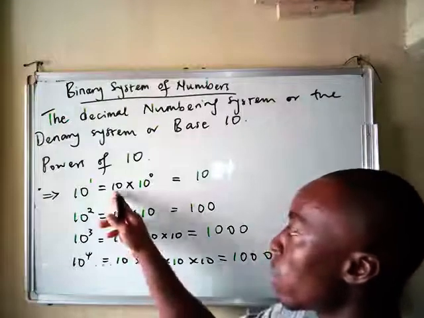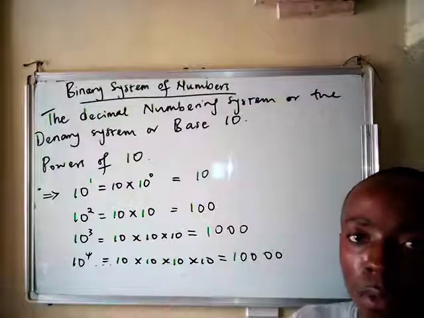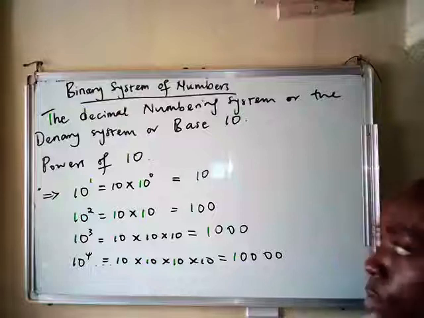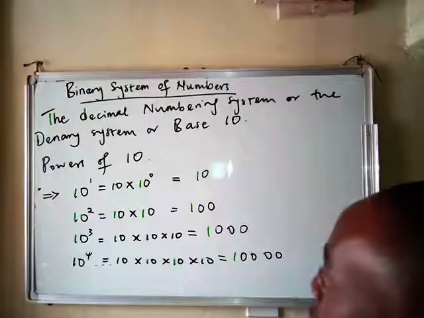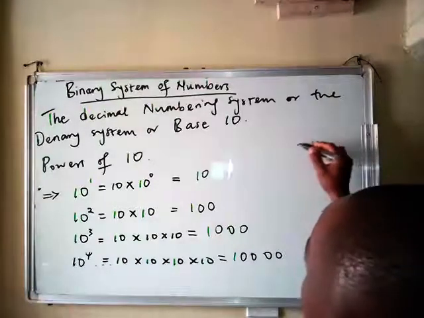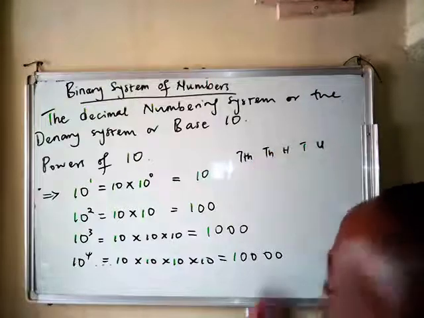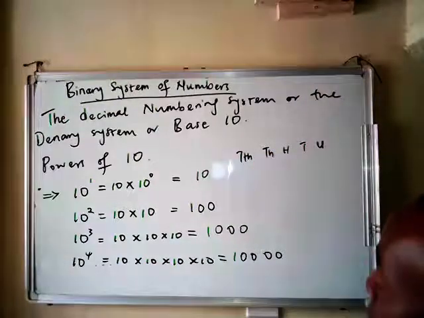The first power of 10 for any standard number is 0. And anything raised to power 0, we know you actually have 1. We don't want to start going into details of that. We learned that during your indices. So 10 raised to power 0 is 1. So 10 times 1 gives us 10.